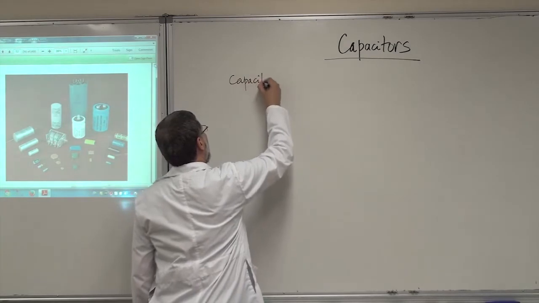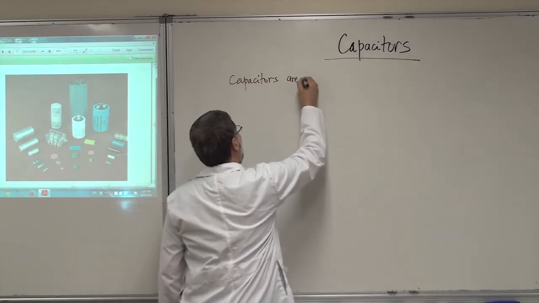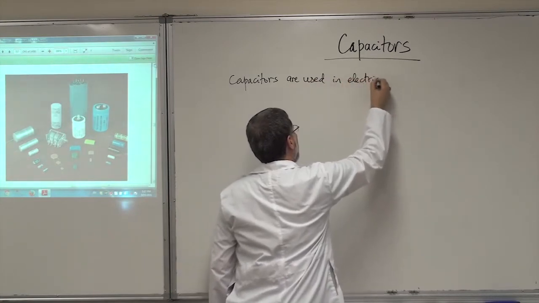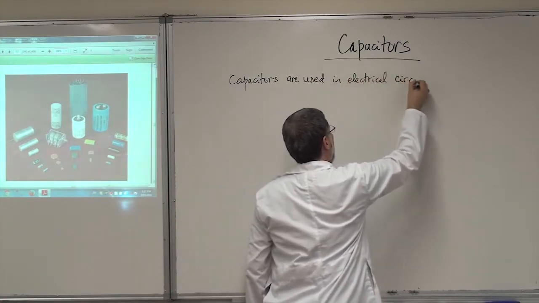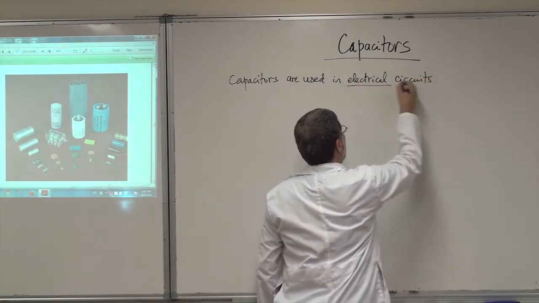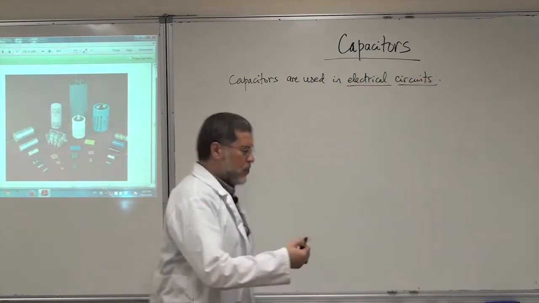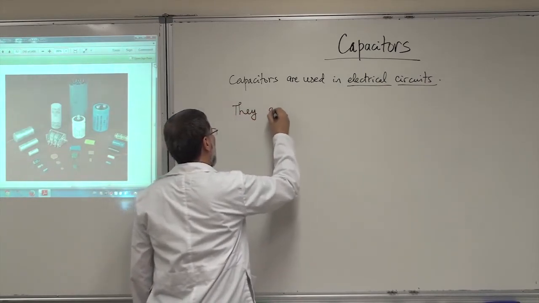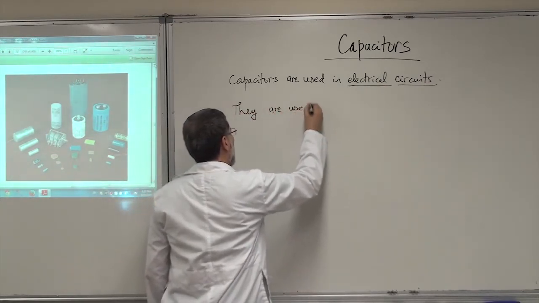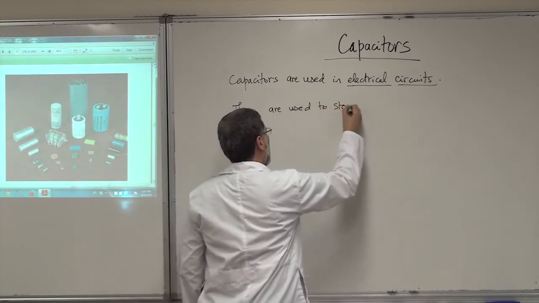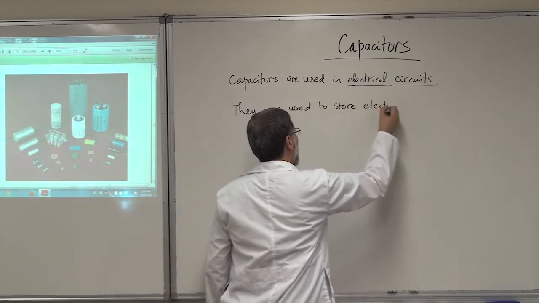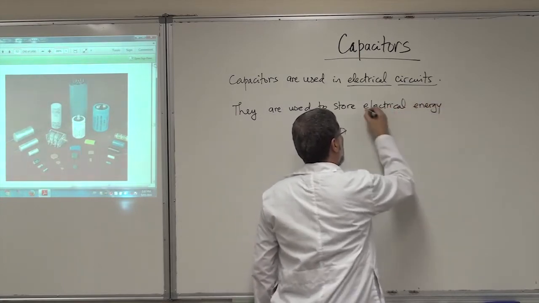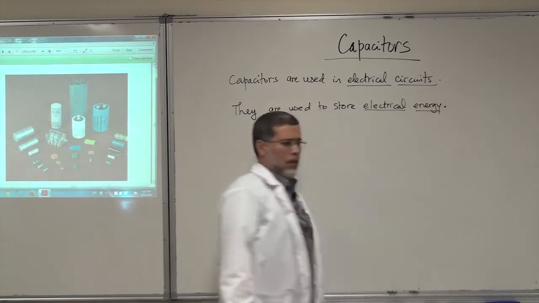Capacitors are used in electrical circuits. You find them in electrical circuits. They are used to store energy. They are used to store electrical energy. So we use them for storing electrical energy that we can later use again.